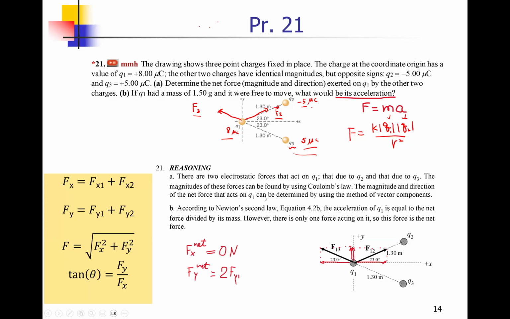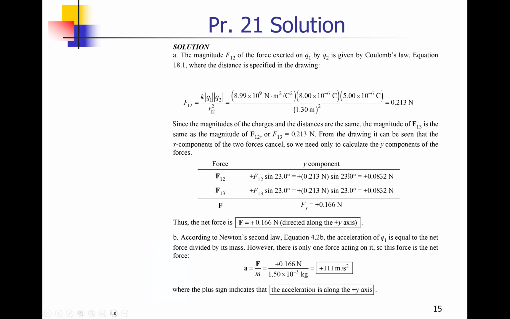So that's why you can read the explanation here. In the x direction, the forces cancel, and in the y direction, the force is double the y component of F12 and F13. So as long as we get the magnitude of the force and its y component, we can get the right answer. So that's why we calculate the force first.